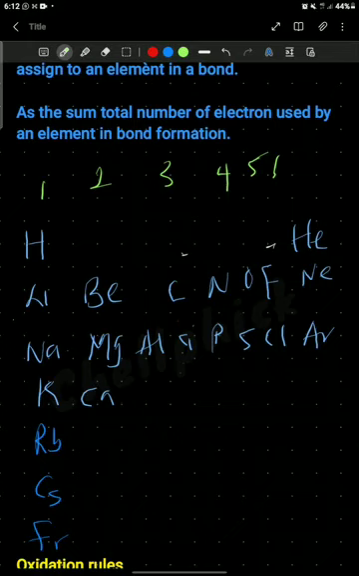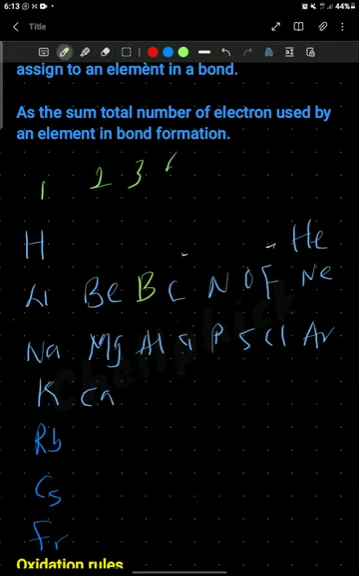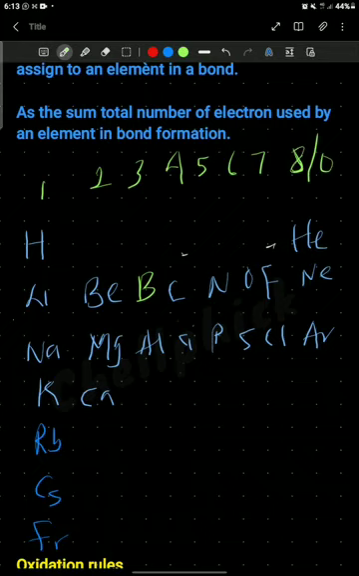Okay, this goes for boron, carbon. So the 3, the 4, 5, 6, 7, group 8 or group 0. So alright, let's move.